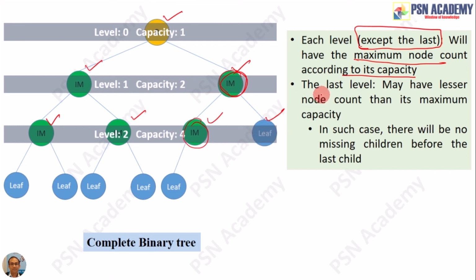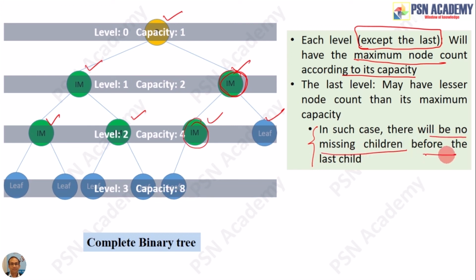Now we move to the second property, which is talking about the last level. The last level goes like this. This is level 3 and it has a maximum capacity of 8 and we have only 5 children. Now what our property says is that you may have a lesser node count than its maximum capacity. So our structure is still following the property, but there is a condition here. If you have a lesser node count in the last level, then there should be no missing children before the last child. Now what is the meaning of this? This is the last child. Before this last child, you can see that there is no vacancy for any children over here. These 2 children over here are full. These 2 children here are full. So this structure follows all the properties, right?